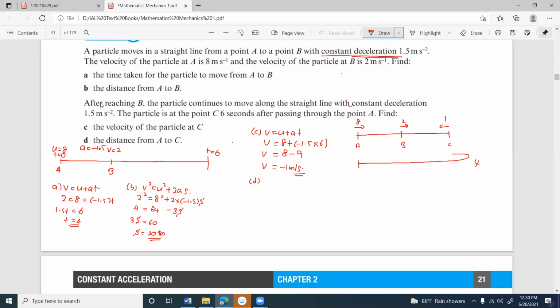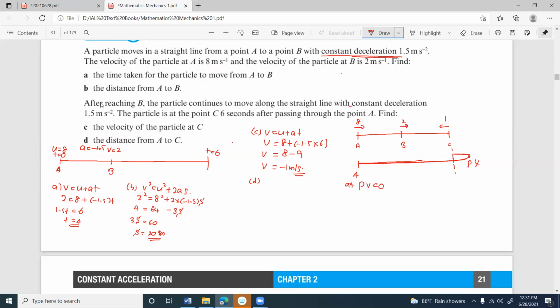Now we need to see whether the question asks for distance. For distance we need to find the total length, starting from here, going along this side, this side, this side, and this side. We need to add up all of these together. So initially, I try to find the distance from here to here. I'll just mark it as A to P. What is the condition at P? We know that at P, V equals 0.